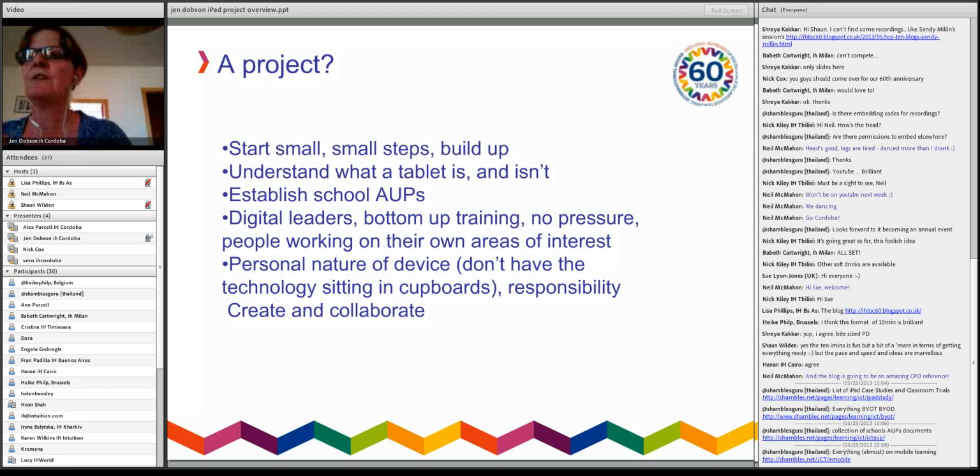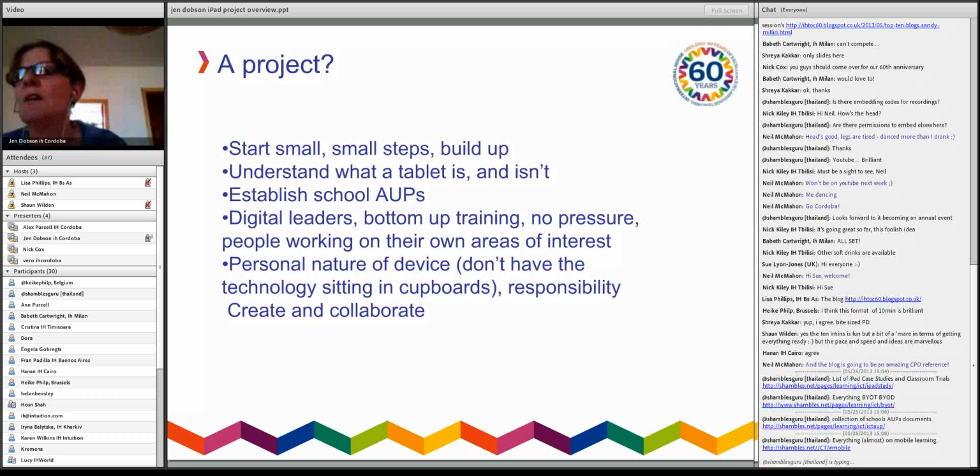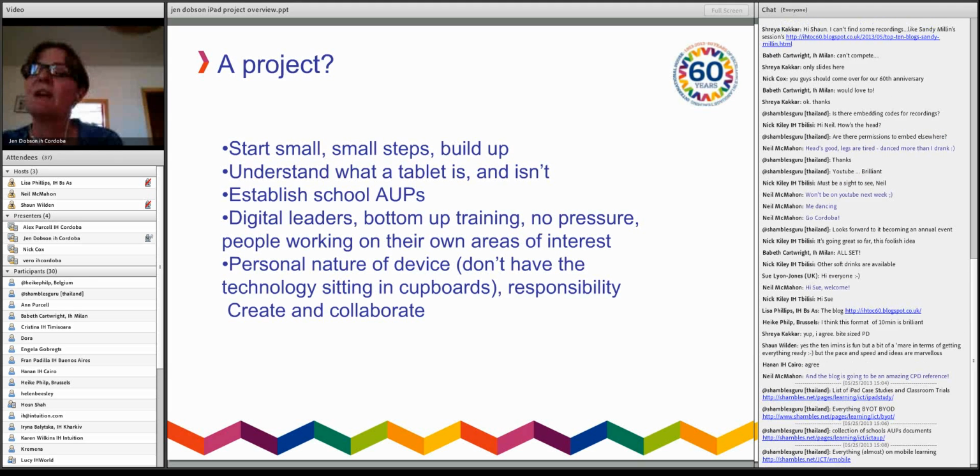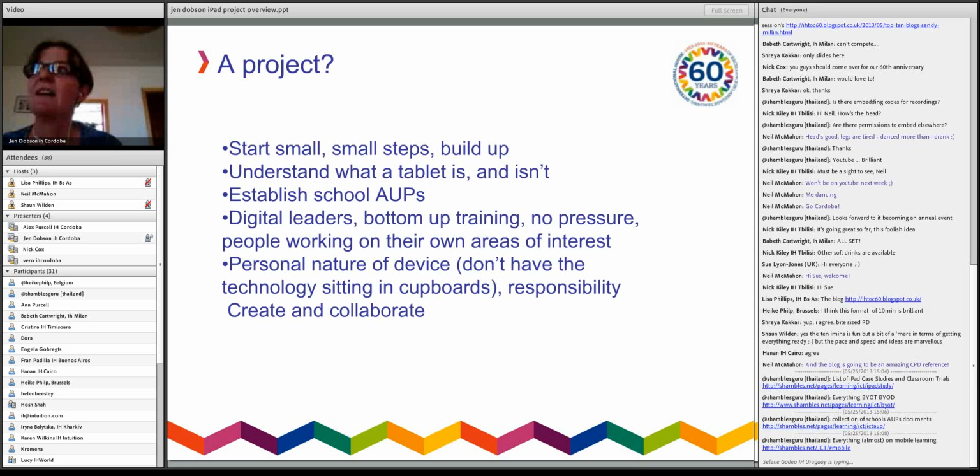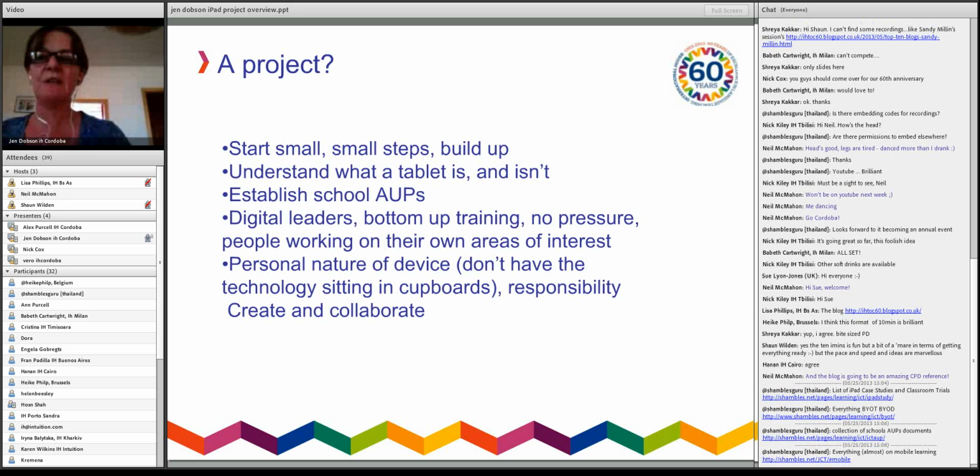And here, I think we're finishing. If you want to set your own project, these are our findings: start small, build up little by little, understand those previous articles, what a tablet is, and establish the school policies. Training: basically we've gone along working on our own areas of interest, training each other. It's been very much a bottom-up project, with the teachers having the iPads. I think it's important that the teachers have them, as opposed to it all coming top down. And I really think it's important the teachers take them home to do their preparation.